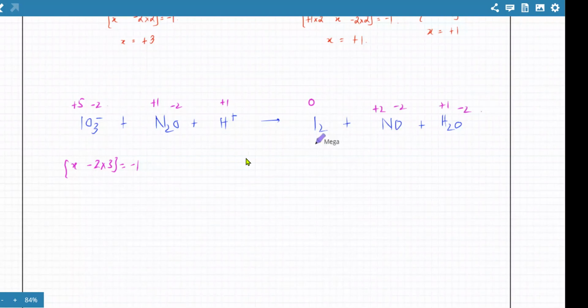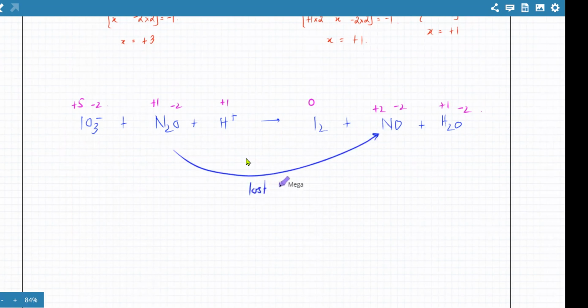So we found the oxidation states, who's losing and who's gaining electrons. So N goes from +1 to +2, N is getting oxidized. That means it lost exactly 1 electron. And I, on the other hand, is going from +5 all the way to 0. So +5 to 0, that means it's gaining 5 electrons. So reduction and oxidation.